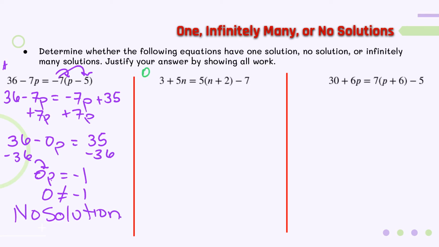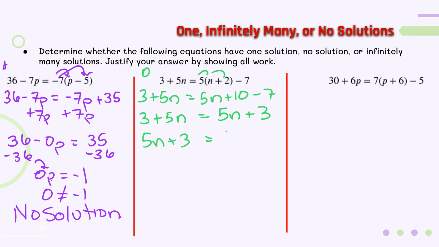In this question, 3 plus 5n is equal to 5 times the quantity of n plus 2 minus 7. So I'm going to distribute my 5. 3 plus 5n is equal to 5n plus 10 minus 7. 3 plus 5n equals 5n plus 3. So if we just rearrange one of these, 5n plus 3 is equal to 5n plus 3. Does this equal this? Yes, which means it's infinitely many solutions.